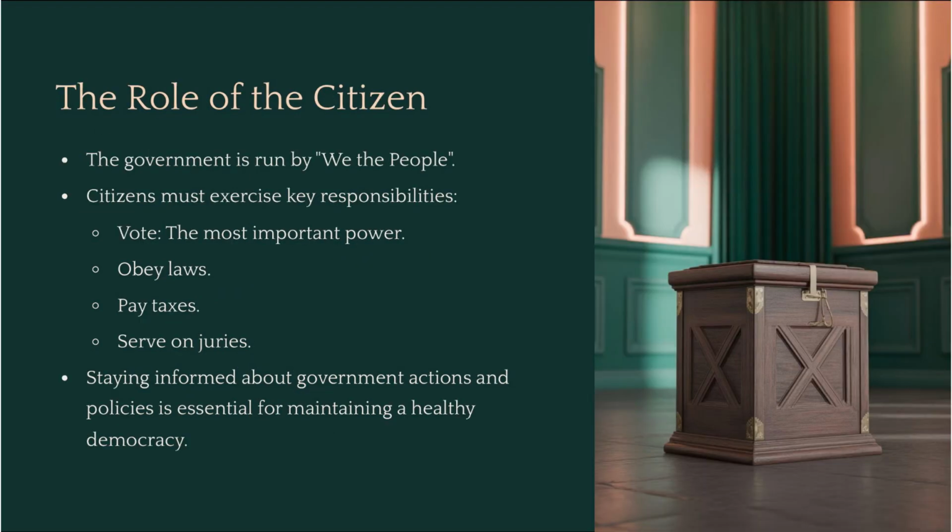The Constitution starts with "we the people." That means the system doesn't run itself. It's powered by its citizens. So what's our job in all this? The most obvious one is to vote when you turn 18. This is how you choose your representatives and have a direct say in how the government is run.